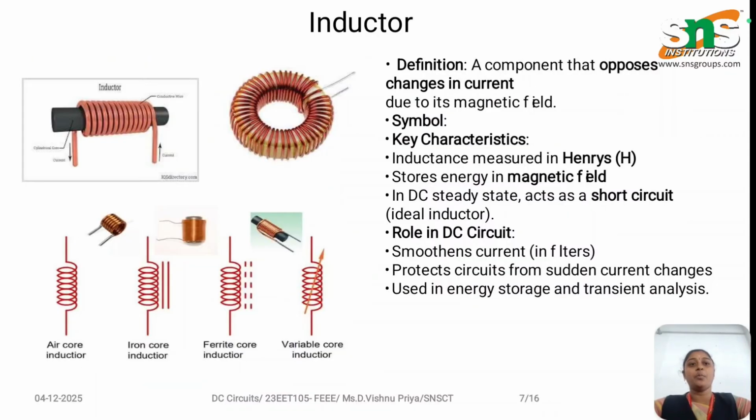Next we see the inductor. An inductor is a coil of wire that resists changes in current. When current flows, it builds a magnetic field and stores energy in it. That's why when we suddenly turn off a fan, it does not stop instantly. The inductor in its coil tries to keep the current flowing. In steady state conditions, the ideal inductor behaves almost like a short circuit, but during switching it plays a major role in smoothing and filtering current.